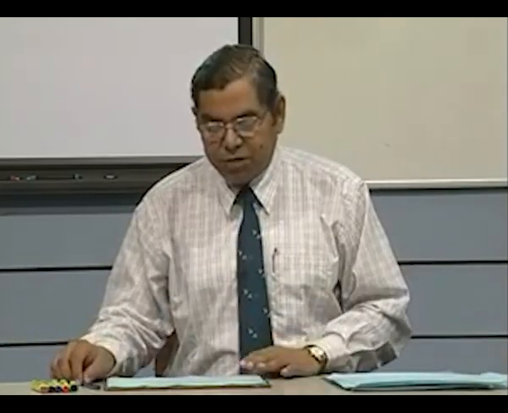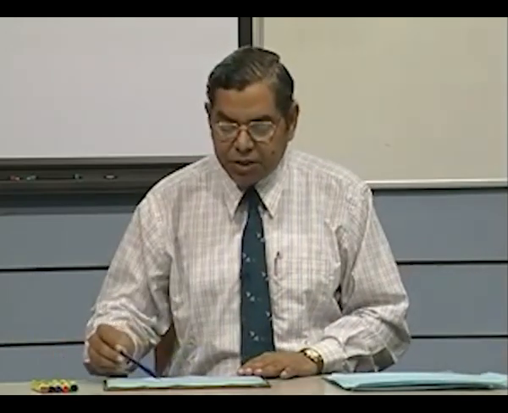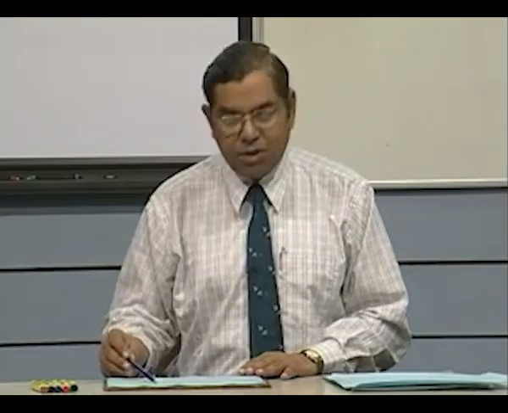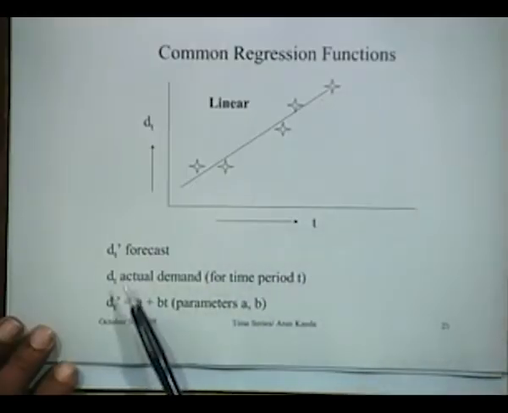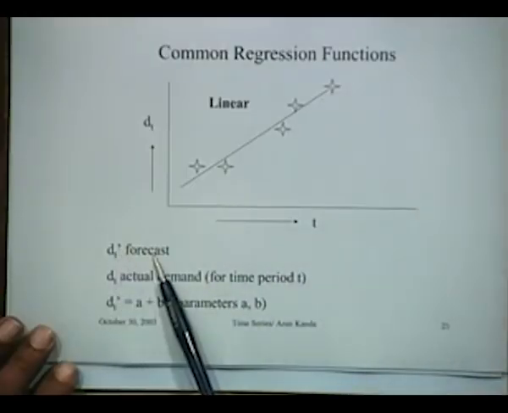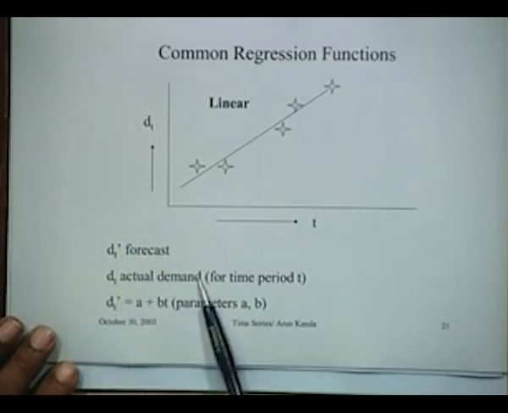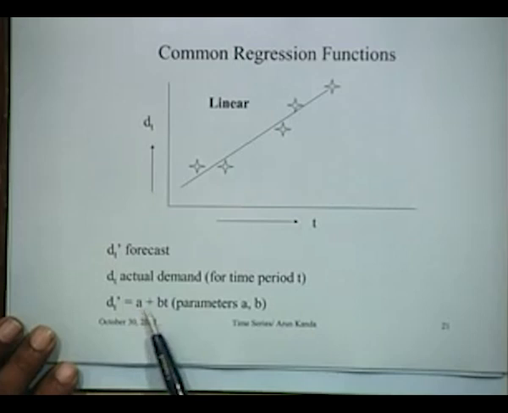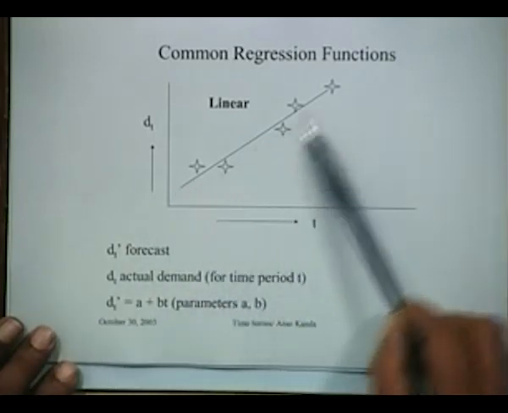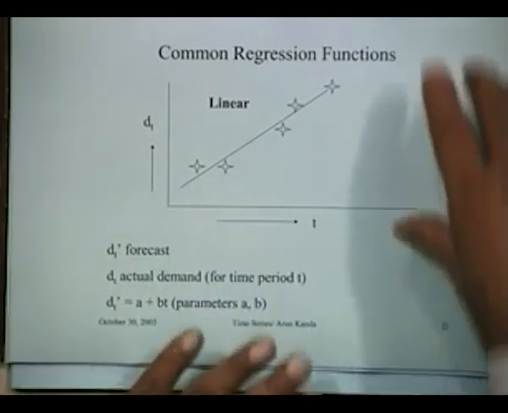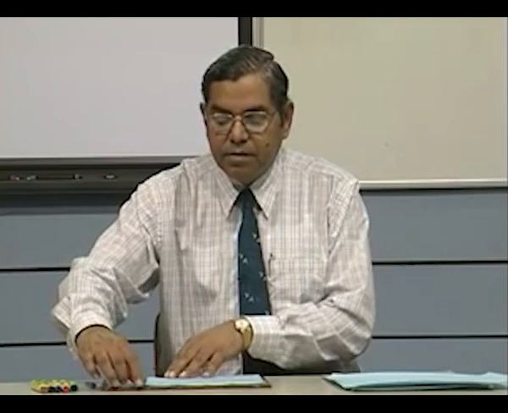Regression could be applied to a variety of functions. We have just seen the application of regression to a straight line situation, and for a straight line, let us say if d dash t is the forecast and dt is the actual demand, basically our equation was d dash t is equal to a plus bt, and there were two parameters a and b which we estimated the way we did using least squares regression, and you will be able to get a straight line. So this was what was done.